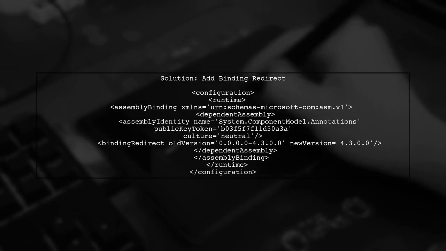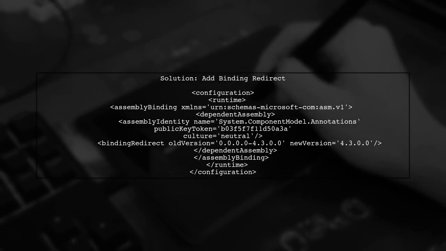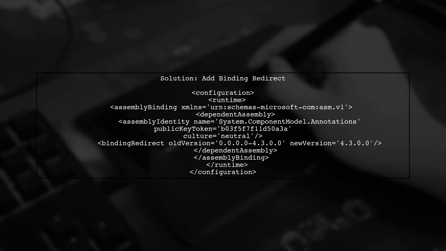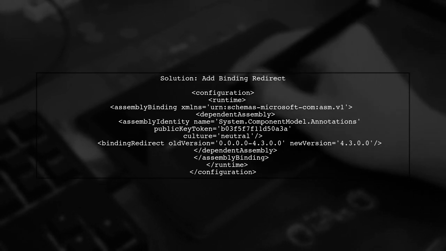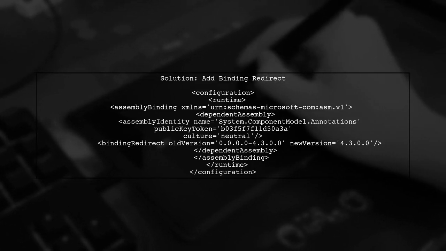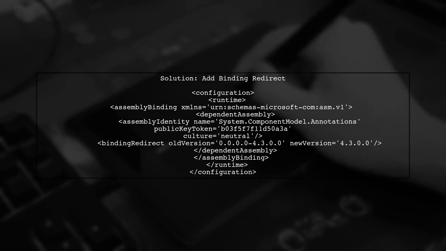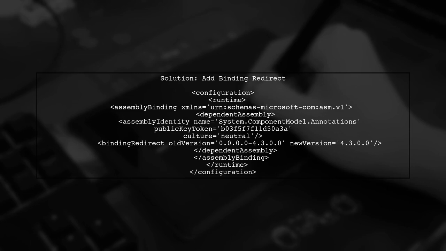To resolve this issue, you can use a binding redirect in your .NET framework project. This will instruct the runtime to use the newer version of the assembly instead of the one it is trying to load. Make sure to add this binding redirect in the app.config file of your .NET framework test project. This will help the runtime locate the correct version of the assembly.